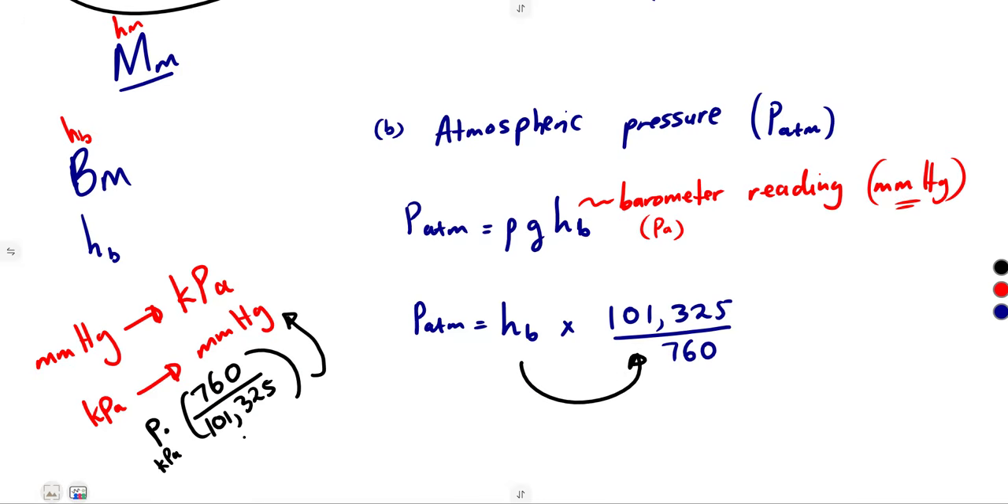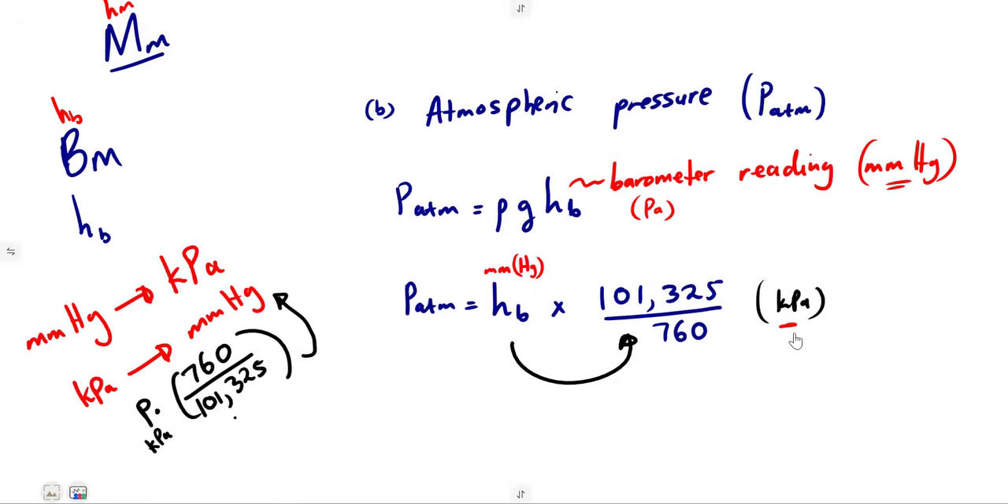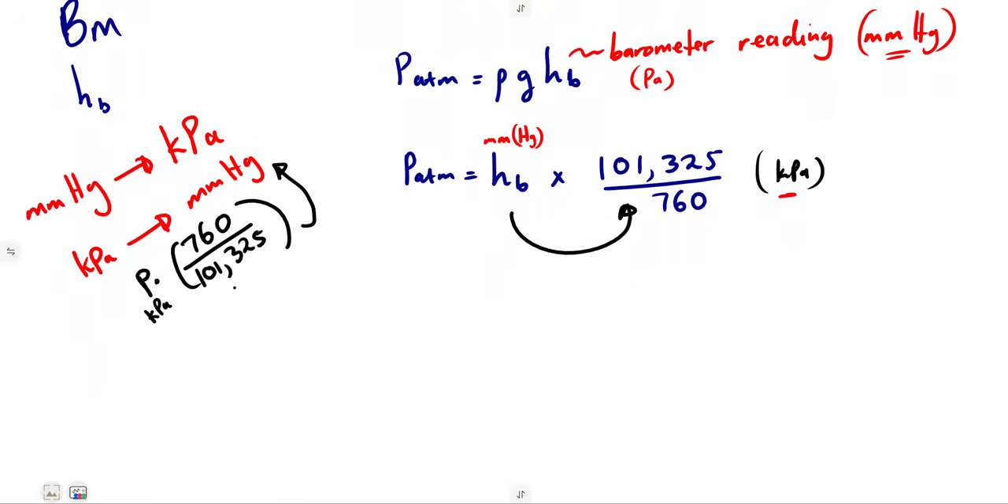To convert our answer to what? To kilopascal. So meaning to say we have that millimeters of what? Of mercury here for the barometer reading. When multiplied by this, you are turning it to what? To the kilopascal. This is what I'm trying to say. All right. So that is it for the atmospheric pressure and the gauge pressure also.